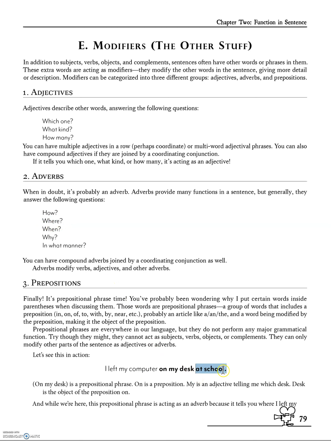Now, what about at school? Well, at school is telling me about this desk. Which desk? The one at school, not my home desk, right? The one that I have at school. So it is telling me which one, making it an adjective. So prepositional phrases are made up of a preposition, the object of the preposition, and occasionally another modifier like an adjective. And word function wise, they can be adjectives or adverbs.